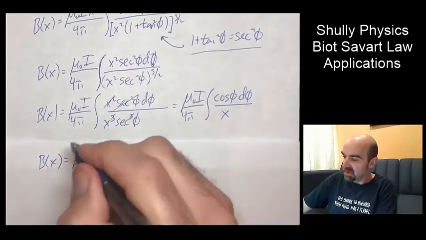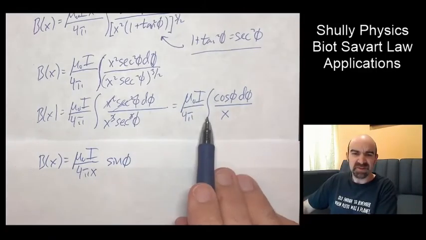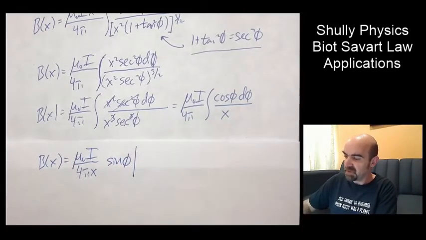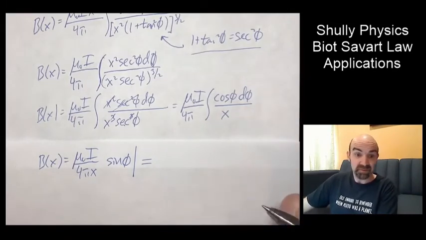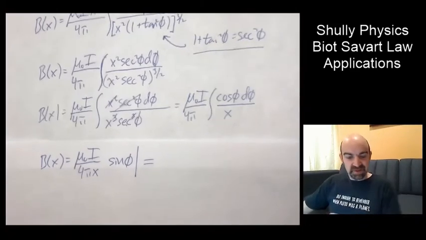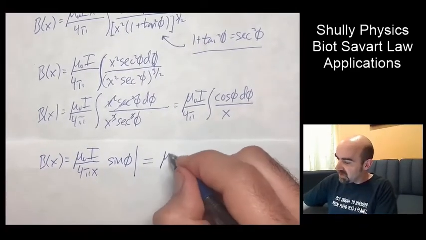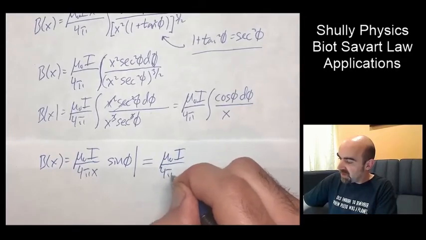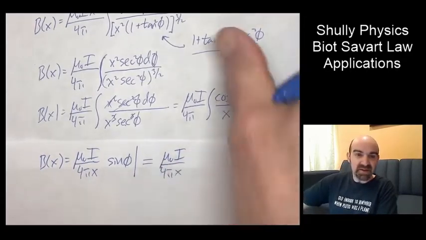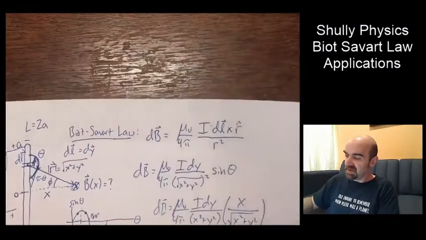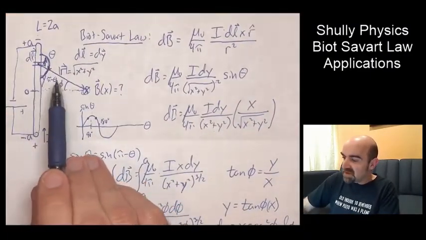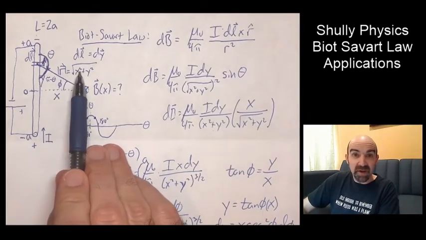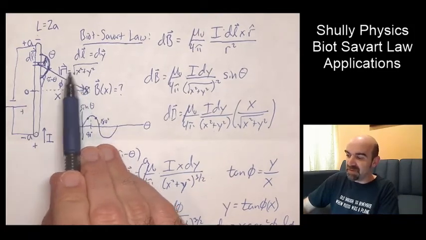Sine of theta. And we can't forget we just integrated here. So I'm going to put my bar out here, just to remind myself I've got to still apply that integration. But then we get mu naught I over 4 pi x, and sine of theta, or sine of phi, we should go back to that. Sine of phi is the same as the opposite divided by the hypotenuse of this triangle, okay? So we get a sine of phi out of it.